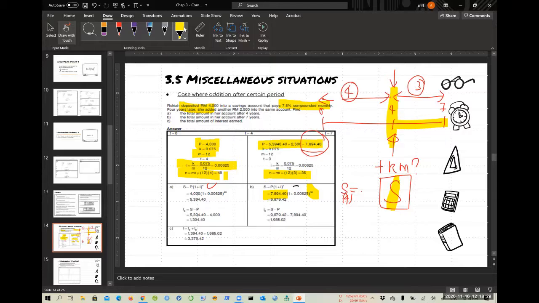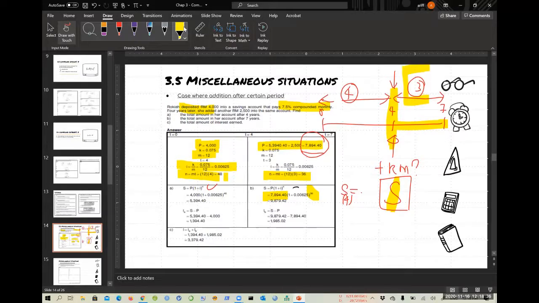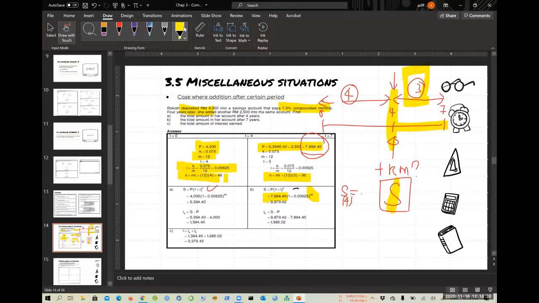Because the duration, the 4 years, has already passed. So you have another 3 years. So that means you have to take the 3 here. So 3 times 12, you get 36. So calculate that one, you're going to get the value to be 9,879.42.